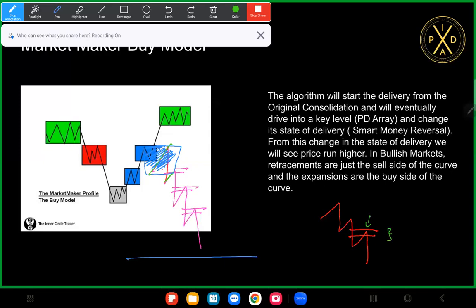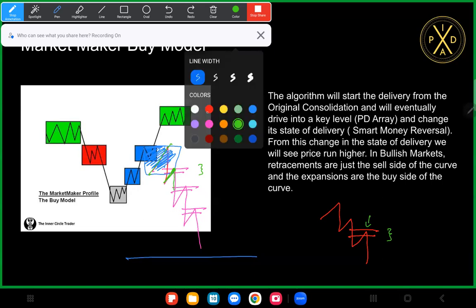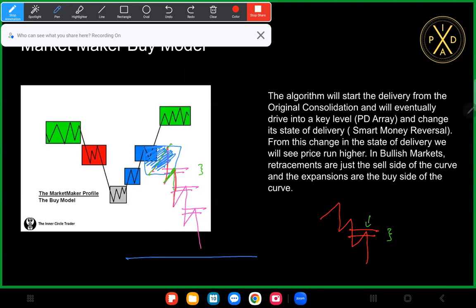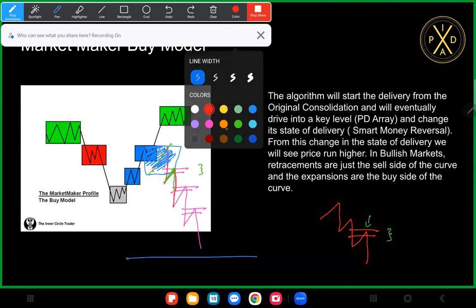So this inefficiency here, which correlates with this one over here, is that PD array. So price comes up into that PD array of this already efficient range, and then it will look to change its state of delivery and then trade lower from there. And that's what creates this market maker sell model, right? We have buy side delivery, and then we have sell side delivery. And as we're going lower, same thing happens, right?